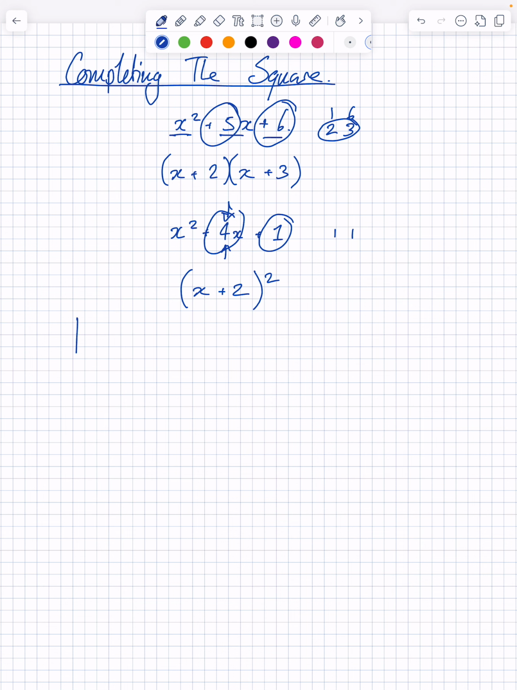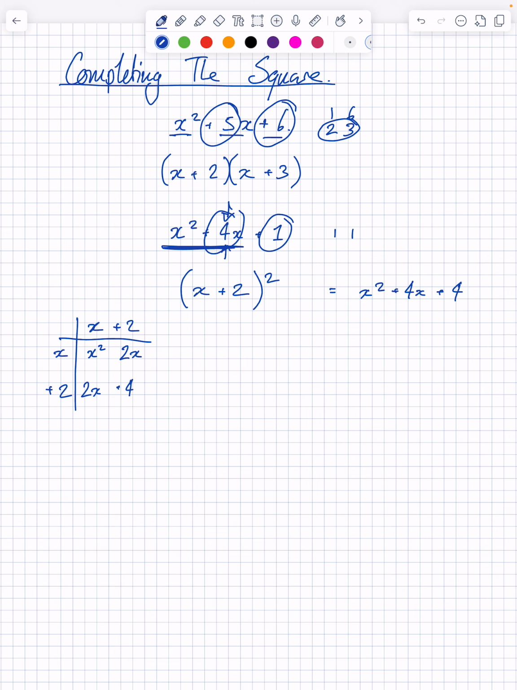Now, we're going to expand that bracket, x plus 2, always using the grid method for expanding brackets. x times x is x squared, 2 times x is 2x, 2 times x is 2x, 2 times 2 is plus 4. So that bracket altogether expanded is x squared plus 4x plus 4. And you'll see that this new expansion is pretty close to what we already had.